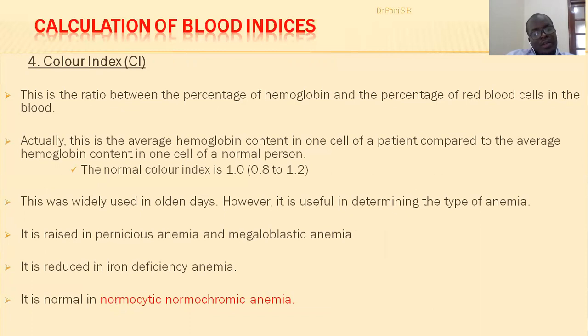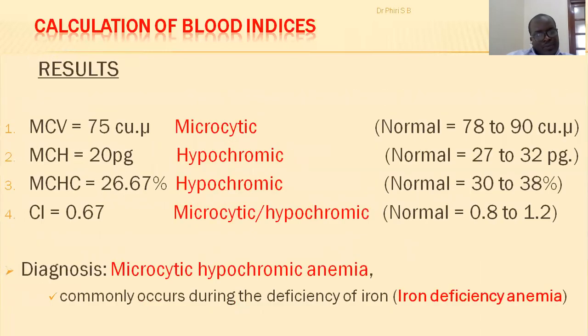For instance, if you have a hemorrhage, when you're losing blood as a result of an injury or an insult to the cardiovascular system, you're losing whole blood, which means you have anemia, but the cells will be normocytic in terms of size and normochromic in terms of color. So the color index will be normal in normocytic, normochromic anemia. That's what it means. But how can you calculate it now?